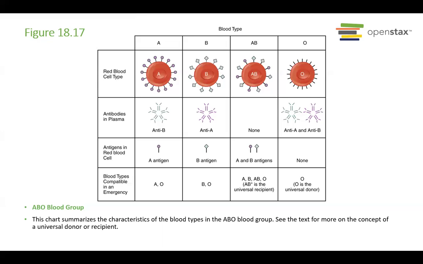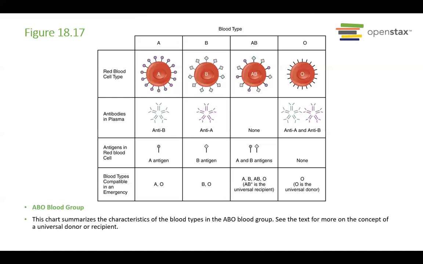But blood type O is a universal donor. So when you give blood type O to other people, their immune system is never going to destroy it, because it has no A antigen, no B antigen, and no AB. So it will never get destroyed.